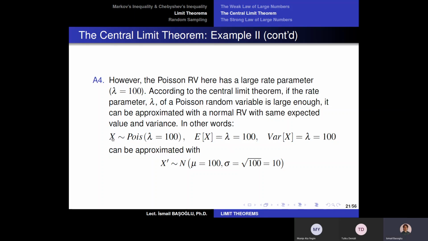Now we can approximate that Poisson random variable with a normal random variable, which is continuous, with location parameter 100, which is exactly equal to the expected value, and the scale parameter, which is the standard deviation, or in other words, the square root of the variance, which is going to be equal to the square root of 100, that is 10.